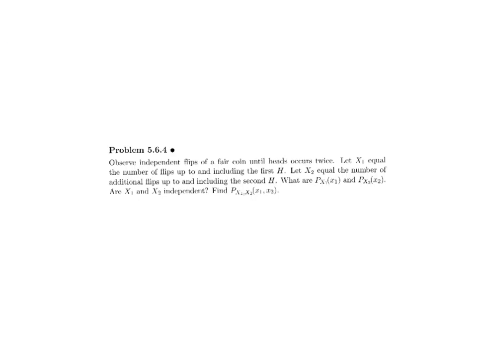This is problem 5.6.4. We observe independent flips of a fair coin until heads occurs twice. X1 equals the number of flips up to and including the first head, and X2 is the number of additional flips until we observe the second head.